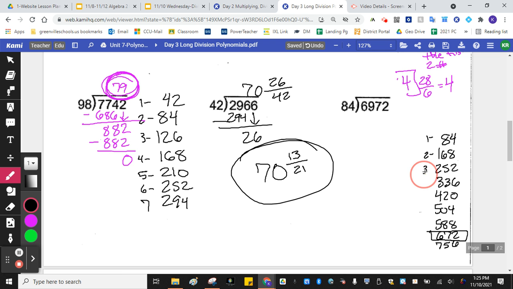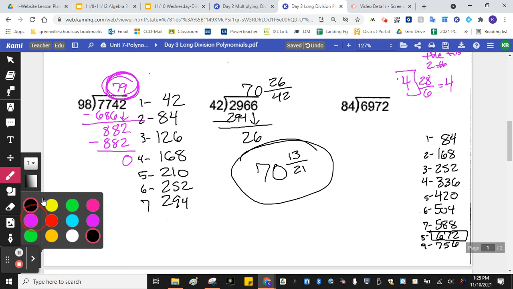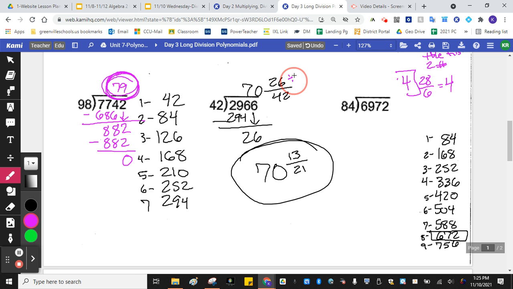No, you have a calculator. How did you get 70 and 13 over 21? I haven't done it yet. Oh, this? I just simplified the fraction, 26 over 42. They're both even, so I divided both of those numbers by 2. So that's guaranteed to be your answer.